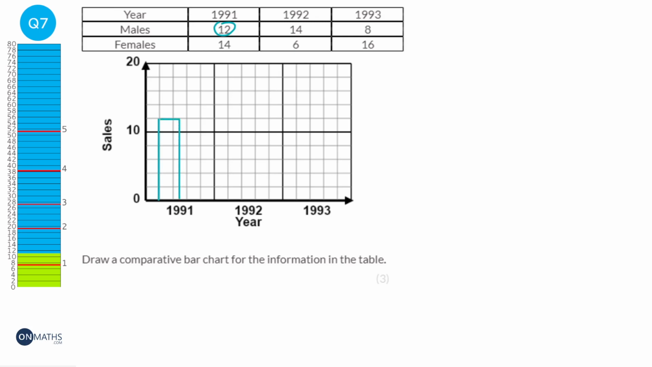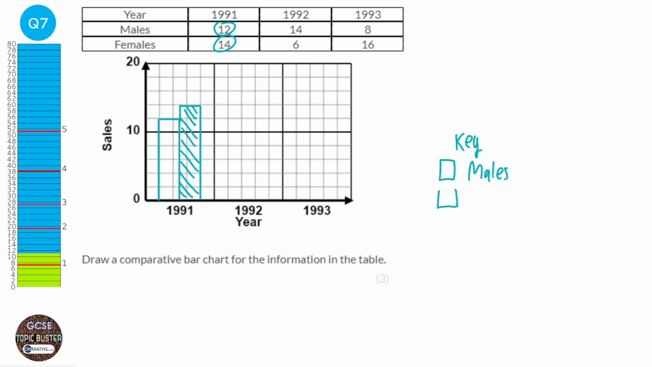There we go. And then right next to it, we're going to do females, which is 14. And so what we're going to do is we're going to make this go up to 14. And there we go. Now, we need to be able to tell these apart. So what I'm going to do is just shade in the females. And we should do a little key. And we say that if they're not shaded, it's males. And if they're shaded, that is females.